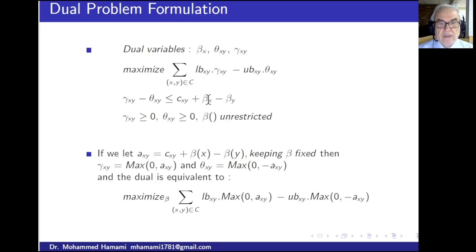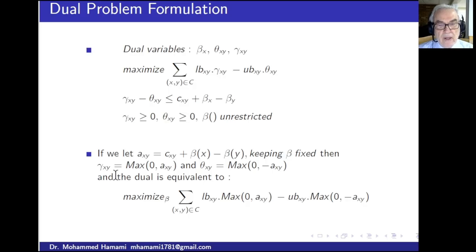If I fix beta, the right-hand side is fixed, and I maximize only over gamma and theta, this becomes a separable program. Every variable gamma xy and theta xy appears only in one term, so the maximum of the sum is the sum of the maximums. Each one becomes a simple two-dimensional problem: maximize ax minus by subject to x minus y less than or equal to this number a. And that's easy to find the optimal solution. The optimal solution is gamma of xy equal to the max of 0 and a, and theta of xy is the max of 0 and minus a.